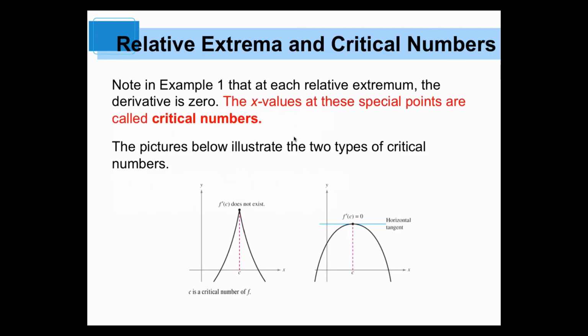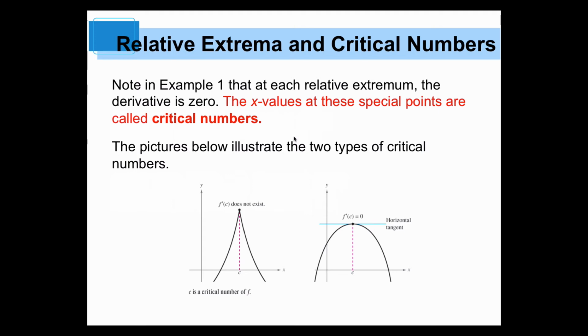Okay, let's move on. Now, when we find those values, in other words, the values that make the derivative equal to 0, those are called critical numbers. X values and the special points are called critical numbers. However, one thing I neglected to mention is not only do we get critical numbers where the derivative equals 0, we also get critical numbers where the derivative is undefined.